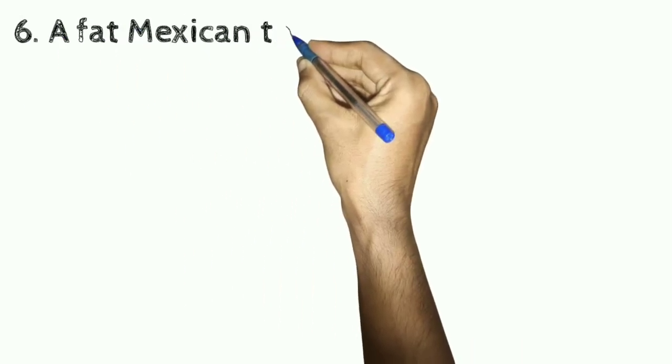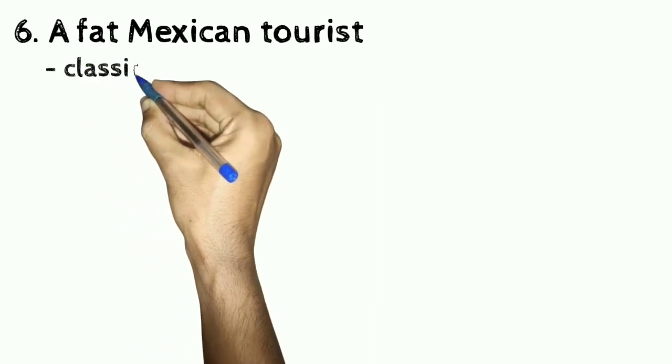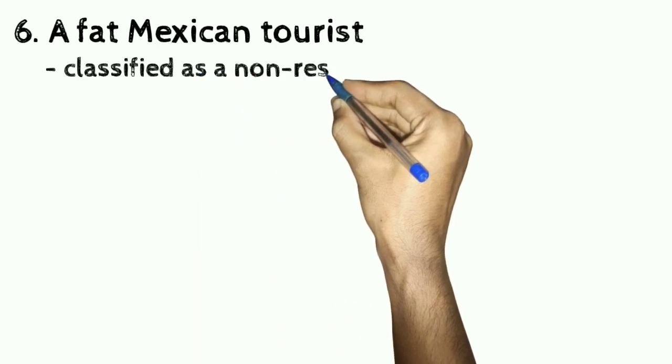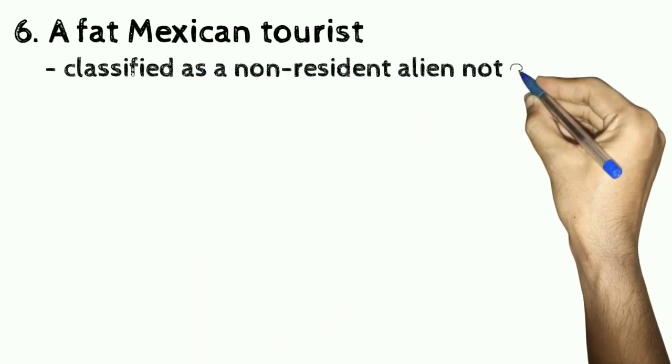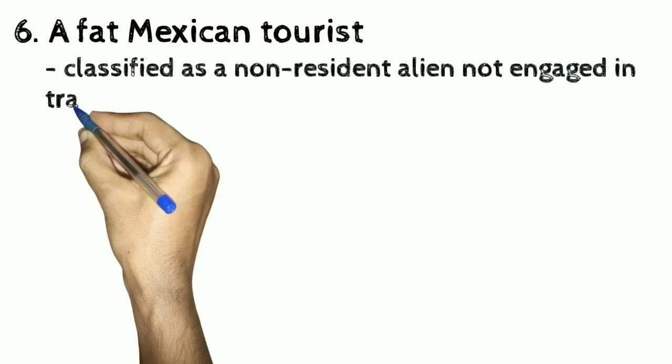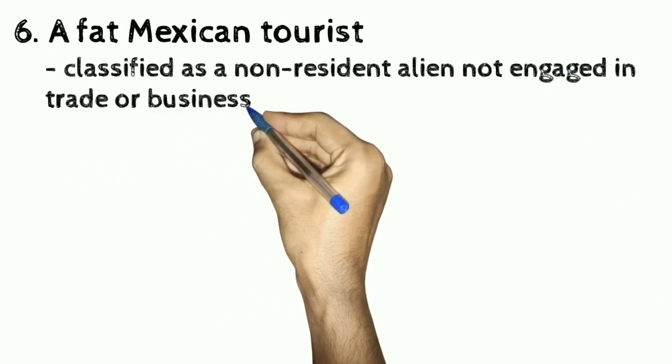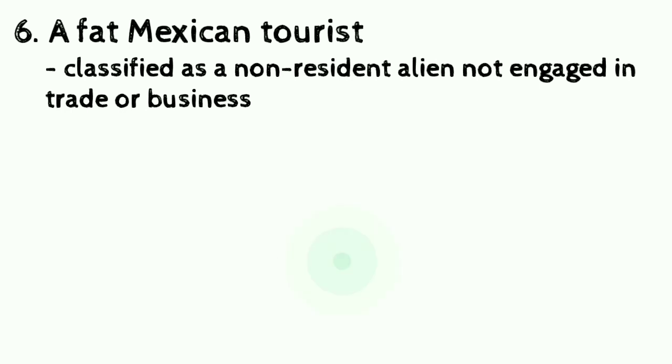Next example is a fat Mexican tourist. The fat Mexican tourist will not be classified as non-resident alien engaged in business because if you are just a tourist here in the Philippines, you will not stay for more than 180 days. So that means the appropriate classification for the fat Mexican tourist is a non-resident alien not engaged in business. At saka yung purpose ni fat Mexican tourist sa Philippines is to tour only. That means madali lang na ma-accomplish yung tour.